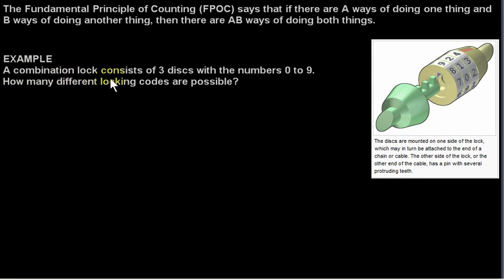A combination lock consists of 3 discs with the numbers 0 to 9 on each disc. How many different locking codes are possible? Well, from this picture here, we see that the numbers 924 have to be displayed in order to open this lock.